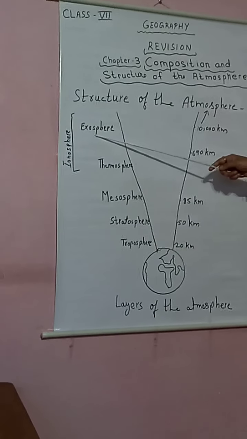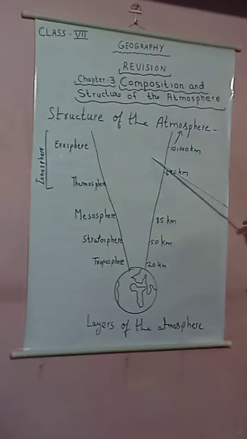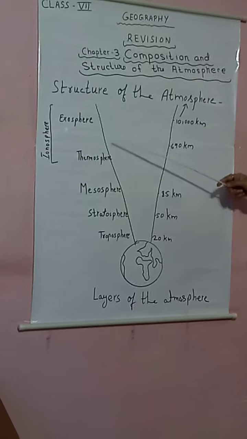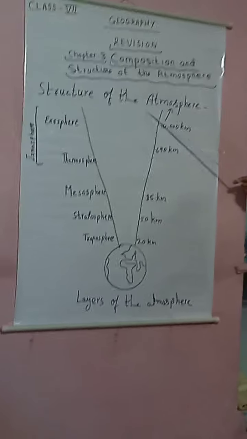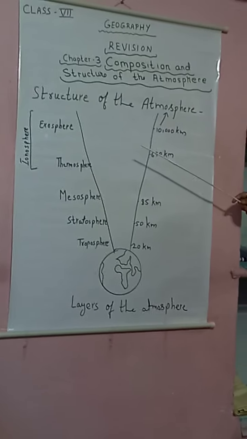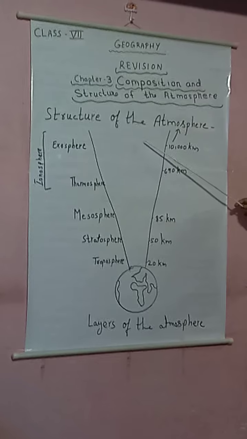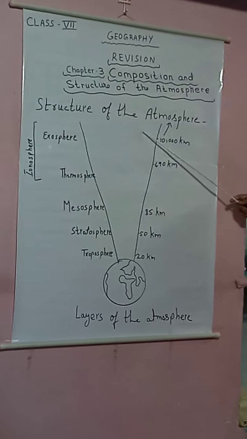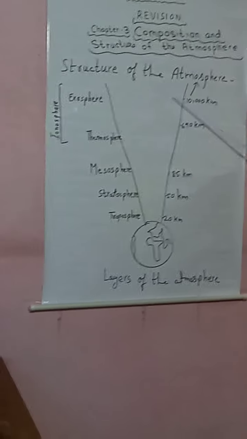And the last layer is the exosphere. It is the uppermost layer of the atmosphere. It starts at the top of the thermosphere and continues until it merges into space. This is the space. Temperature increases with altitude in this layer because of solar radiation and can exceed 4000 degrees centigrade, while hydrogen and helium are the main gases of this layer.